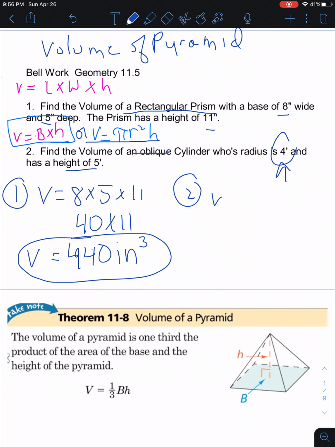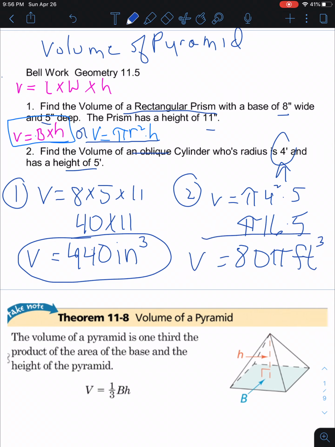So the volume of this oblique cylinder would be pi times 4 squared, the radius squared, times the height, which is 5, which would be pi times 16 times 5, or 80 pi. And those were feet, so this is going to be cubic feet. And that will be the volume of this oblique cylinder.